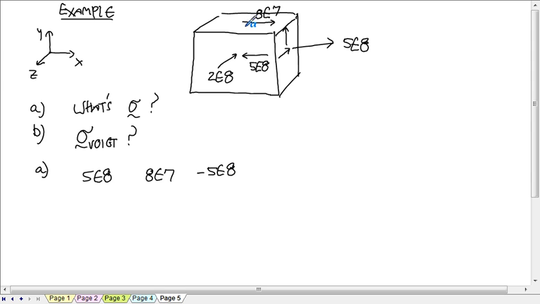And now go up to the Y face. You have 8 times 10 to the 7 in the X direction, and the other two are zeros. And then the Z face, in the Z direction you have negative 2 times 10 to the 8. In the X direction you have negative 5 times 10 to the 8, and then 0 in the Y direction.